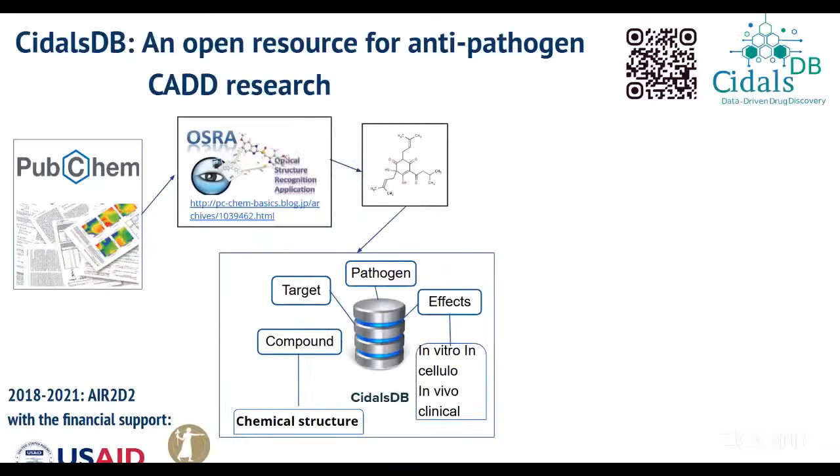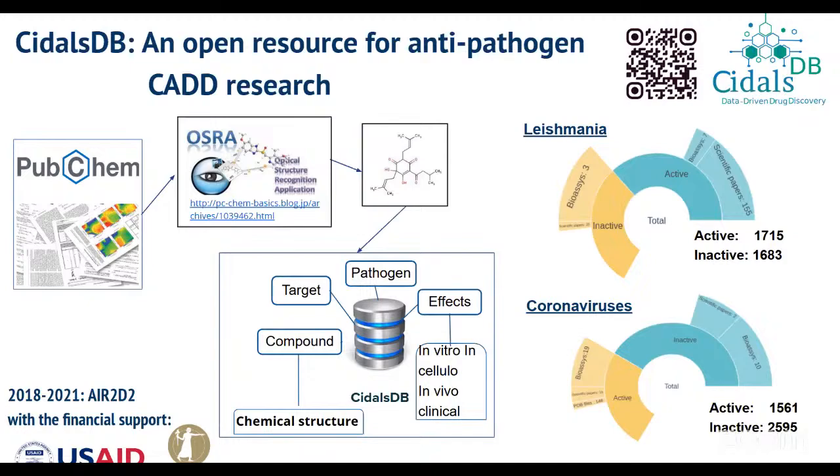So first things first is the data. And we tackled that with CDLZB, which is an open source platform for anti-pathogen computer-aided drug discovery research. This is a database in which we have collected data from different other databases. We have curated and cleaned the data, but also we have enriched existing databases with data from literature. So we have been doing extensive literature review in order to collect two data sets. Next slide. One for leishmaniasis, the second one for coronaviruses, and we have enriched the existing databases with up to 4,000 molecules for each of the diseases.